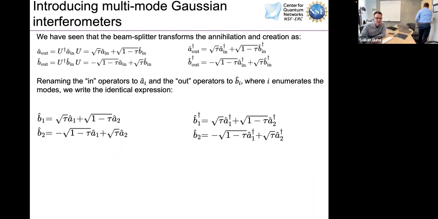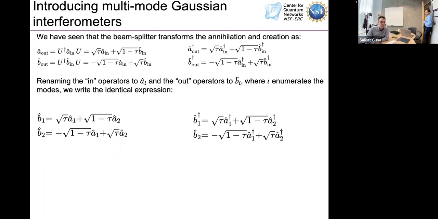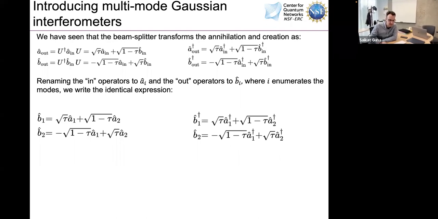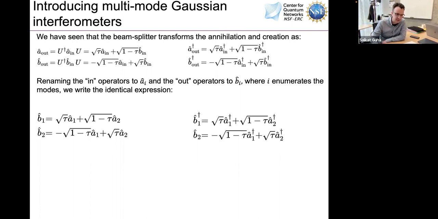Introducing multi-mode Gaussian interferometers. Now I will define a few new things. That means that I need to change the notation a little bit. Before, for the beam splitter, I had A out and B out, the upper mode and the lower mode of the output. Now I will call all outputs B. So B1 is the upper mode of the output of the beam splitter, and B2 is the lower mode of the output.